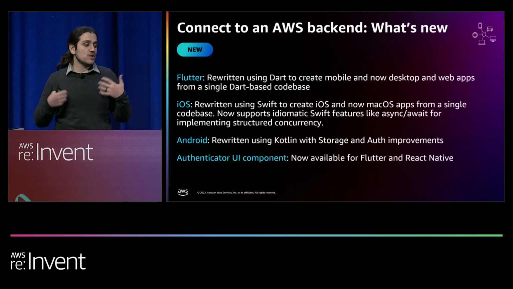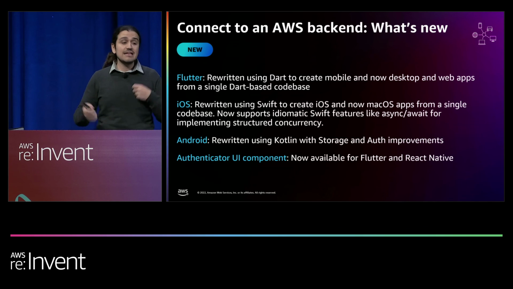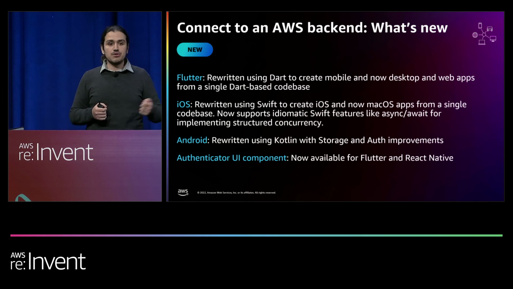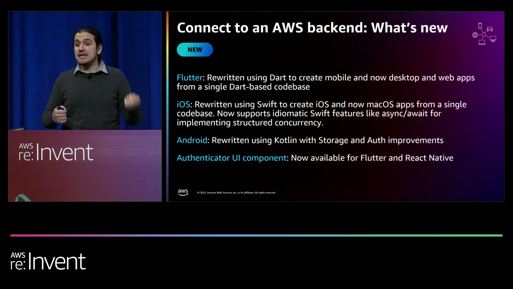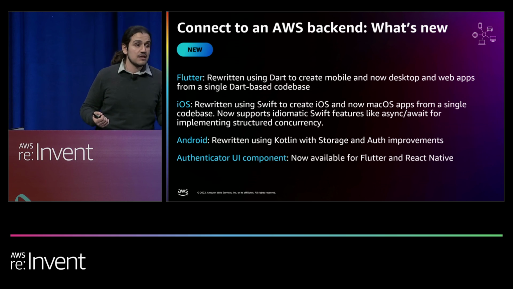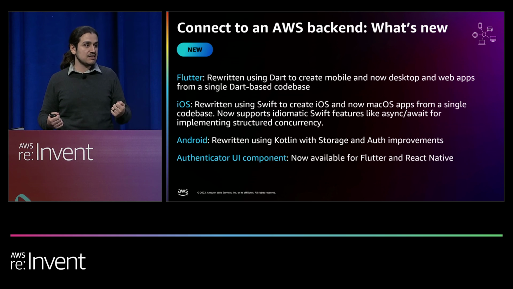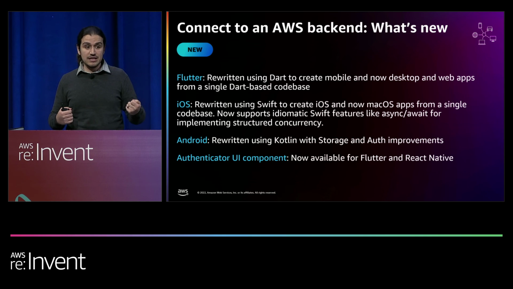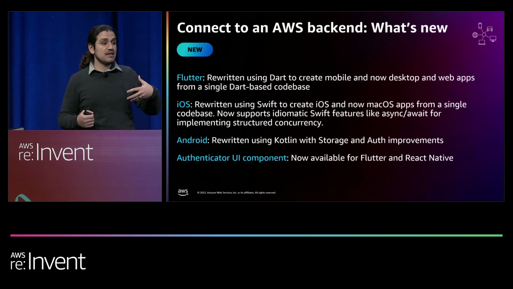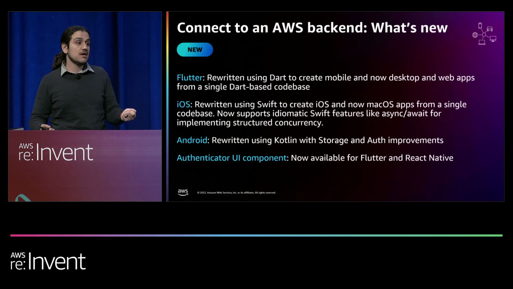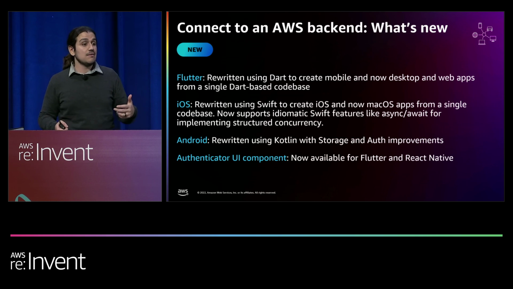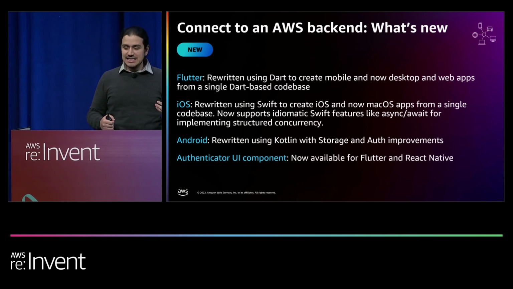Now I want to talk about what's new with connecting to an AWS backend with Amplify. First, which I've shown you in the previous video, the Flutter libraries now have expanded support for web and desktop. This is something that a lot of customers have been asking us for. Previously, you had the ability only to build for iOS and Android applications using Flutter, and now you have the ability to build for up to 6 platforms using the Flutter libraries, which include iOS, Android, web, macOS, Linux, and Windows.